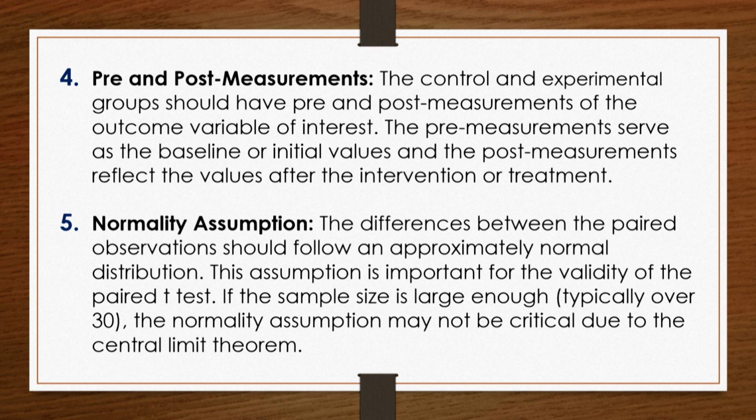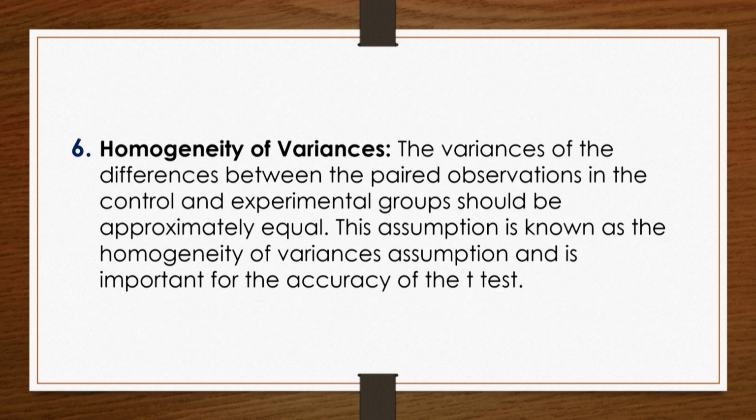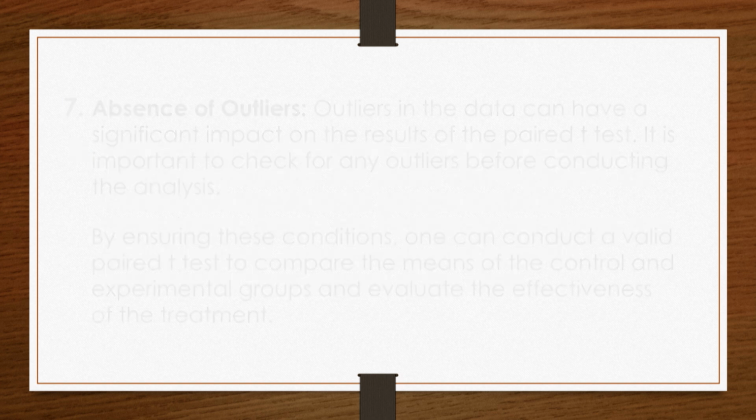Normality assumption. The difference between the paired observations should follow an approximately normal distribution. This assumption is very important for the validity of the paired T test. Where the sample size is large enough, typically over 30, the normality assumption may not be critical due to the central limit theorem. Homogeneity of variances. The variance of the difference between the paired observations in the control and experimental groups should be approximately equal. This assumption is known as homogeneity of variance, and it is important for the accuracy of the T test.